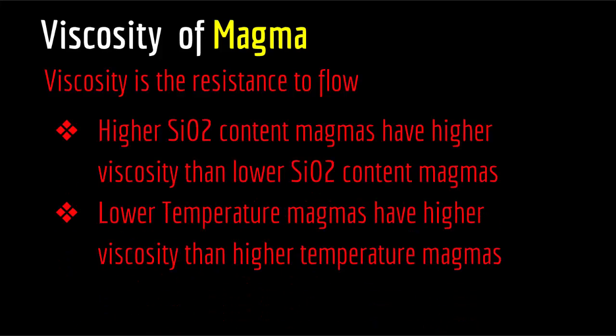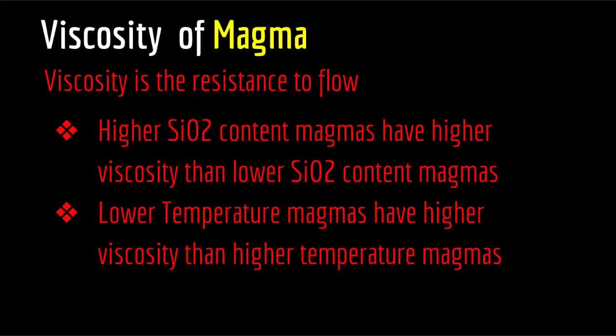So what determines viscosity in magma? What determines viscosity in a magma is the percentage of sulfur dioxide. Higher SiO2 or sulfur dioxide content magmas have higher viscosity than lower SiO2 content magmas. So if you have a high percentage of SiO2 in the magma, you get higher viscosity than those magmas that contain lower SiO2.